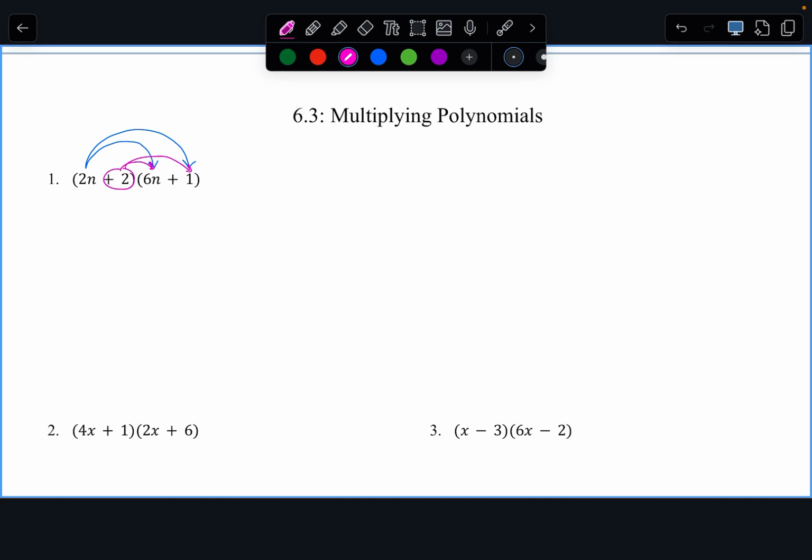So one thing that might help, if we take that 2n and distribute it to 6n plus 1, that looks like what we did yesterday. And if we take that positive 2 and distribute it to 6n plus 1. Now when we do that, it looks a little bit nicer. There's not arrows everywhere.